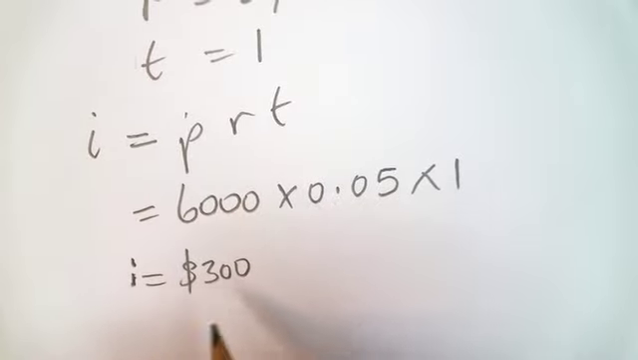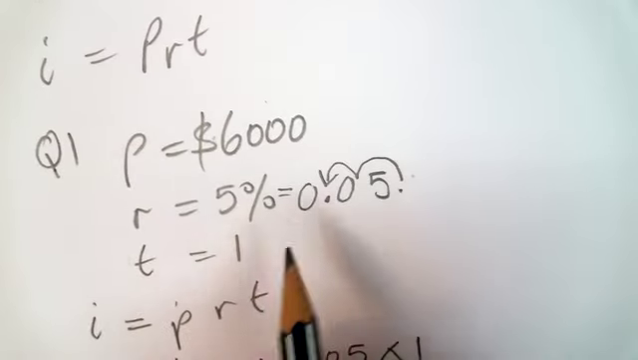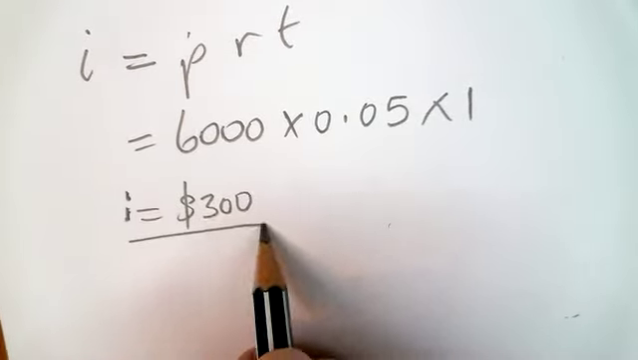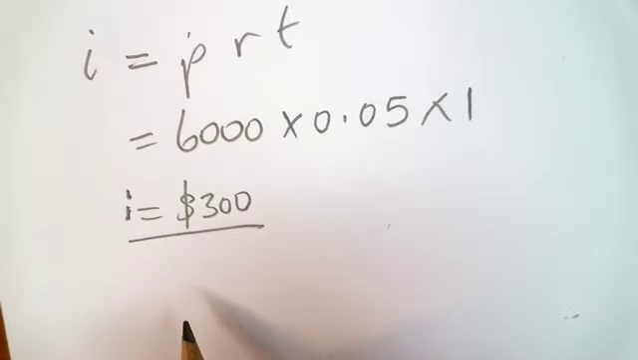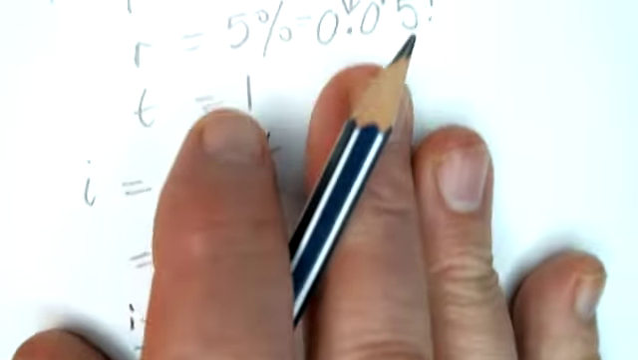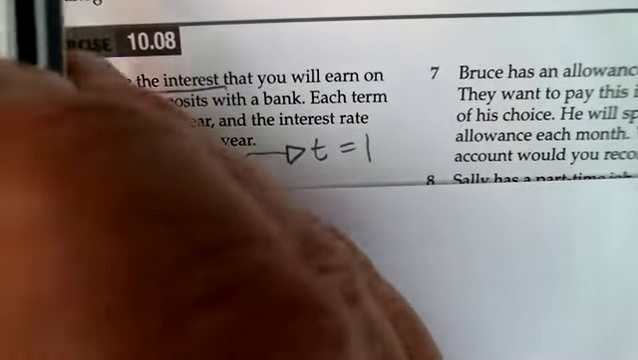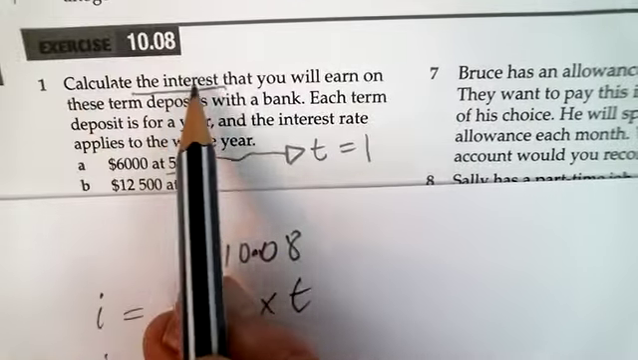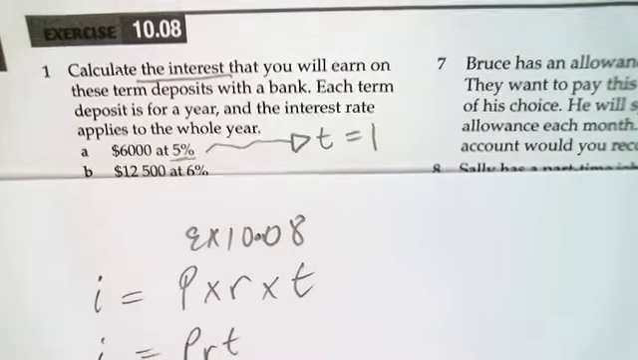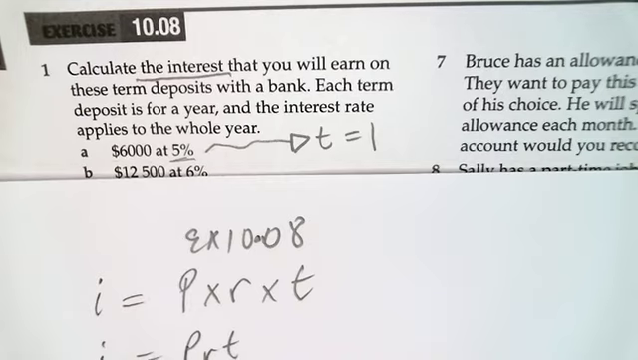So of course, in the bank now, we've got the original amount, 6,000, plus our interest of $300. So the total in the bank now will be 6,000 plus 300, which is 6,300. But the question only asks us to calculate the interest, so that's all we've done. All right, let's have a look at the next one. I'll do that in the next video.